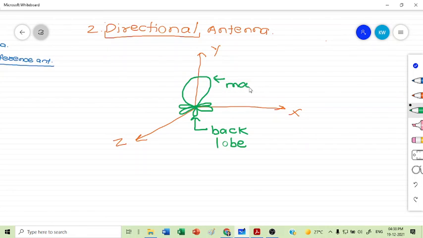This is the major lobe of directional antenna, and these are the minor lobes. So with respect to y-axis orientation, there is a major lobe along the y-axis, and along the x and z axis there are minor lobes.